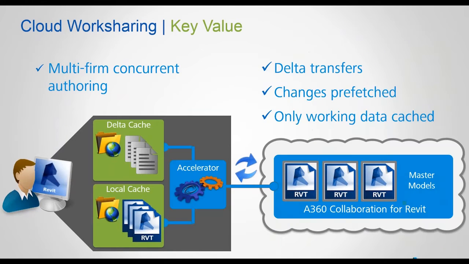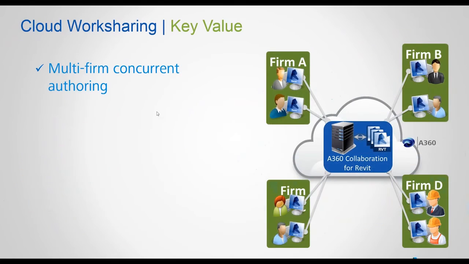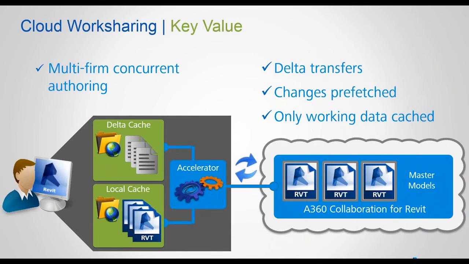So what I'm going to do now, I'm just going to move on from this in a second. This is just explaining what happens when we have our models on the cloud. You've got to link the Revit models on the cloud through the A360 site. When you make changes and you sync to central, it's not pushing the whole model up. It's just doing the delta changes. It only changes the prefetched information.